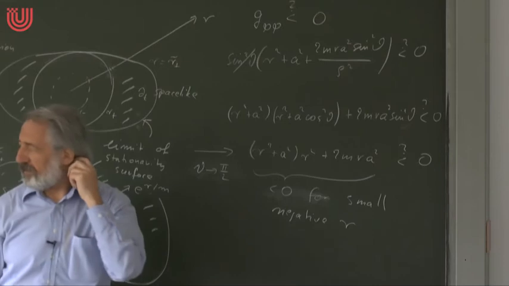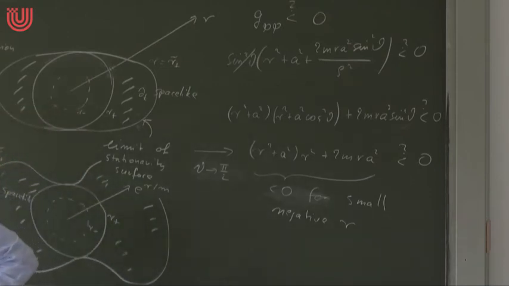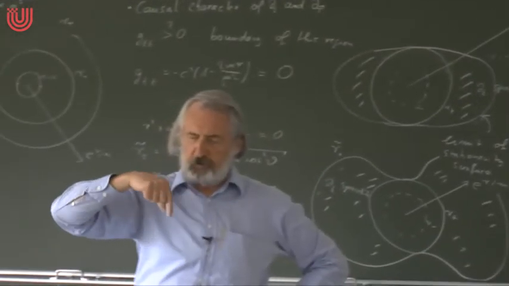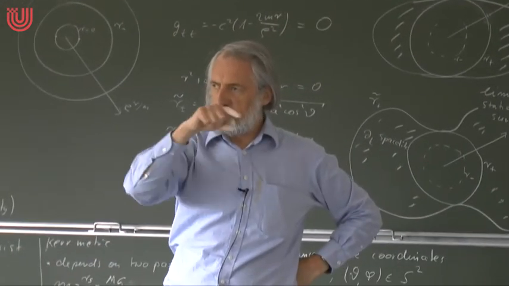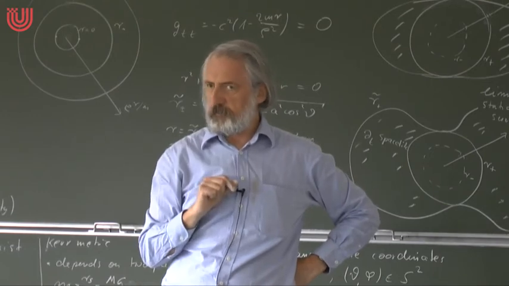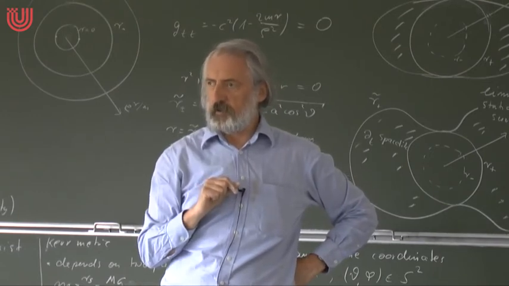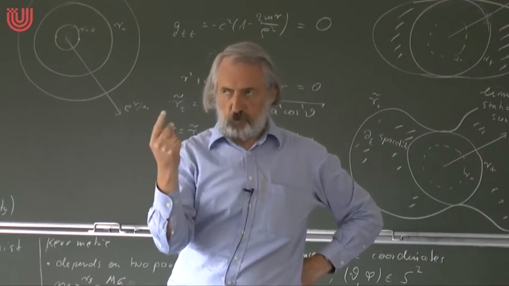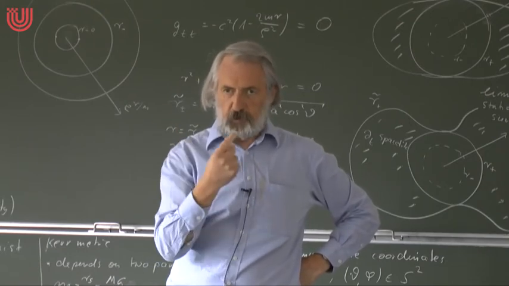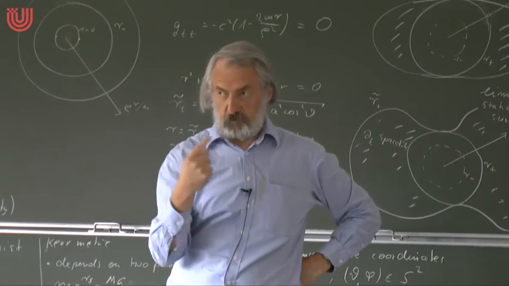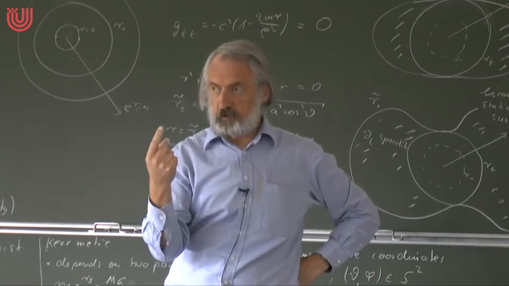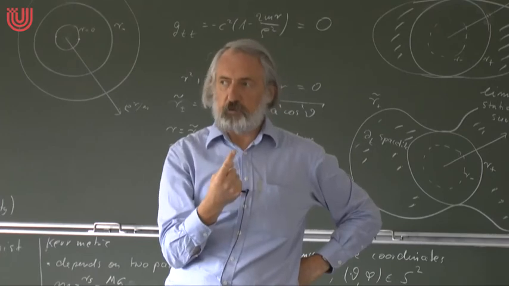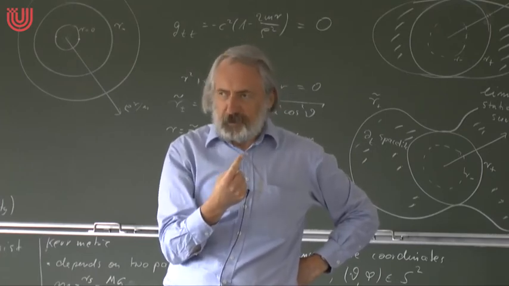What does this mean? d by d phi becomes time-like. Phi is a coordinate which parameterizes the circles around our axis. So these are closed lines. The phi lines are closed lines. This means there are time-like curves which are closed. This means an observer can move along this world line because it's time-like, and he comes back to the same event. Not to the same point in space.